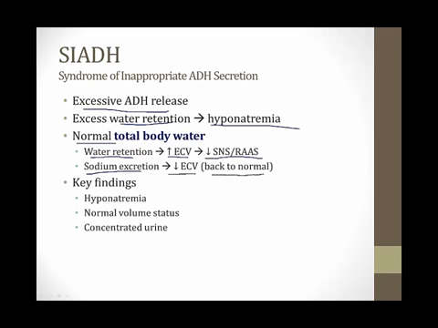So the key findings in SIADH are hyponatremia, normal volume status, and a concentrated urine, all the effects of elevated levels of ADH leading to hyponatremia but a normal volume status. And that concludes our video on sodium and water balance.